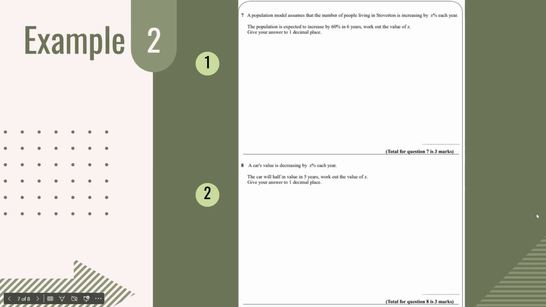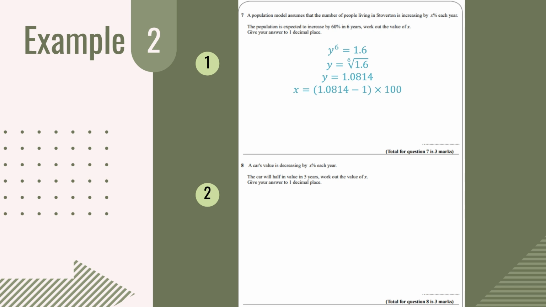Here are some more exam questions for you to have a go at. Have a go, pause the video, and then unpause when you've done. So, in our first question, a population model assumes that the number of people living in Stoverton increases by X% each year. The population is expected to increase by 60% in 6 years. Work out the value of X and give your answer to one decimal place. So this will most likely be on a calculator paper, so make sure you have used a calculator to work this out.